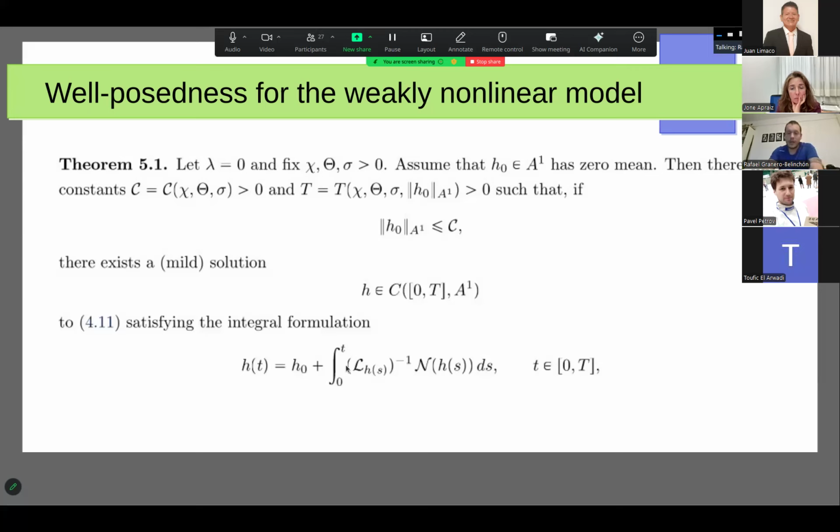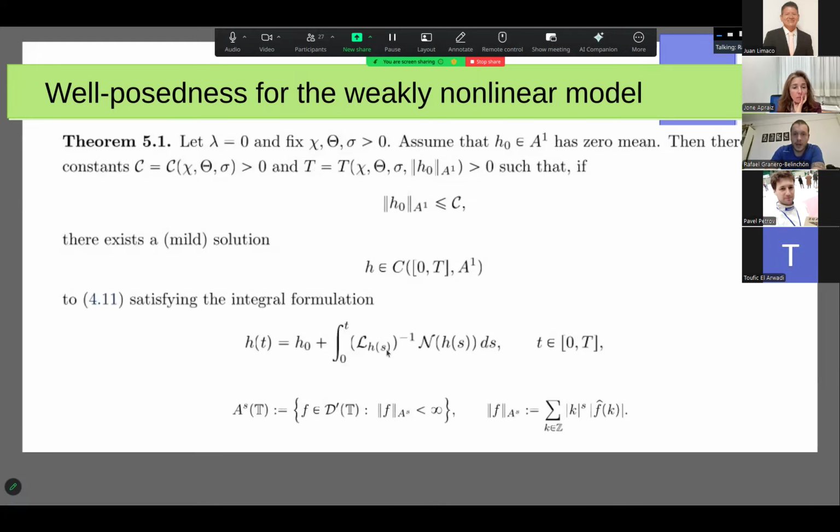So basically, we are able to prove the existence of a local mild solution for small data in this space A1. The space A1 is the space where the first derivative on the Fourier side is summable, so the norm of f in A1 is the little l one norm of absolute value of k times f hat of k. So the derivative must be absolutely summable, if you like, in the Fourier series.